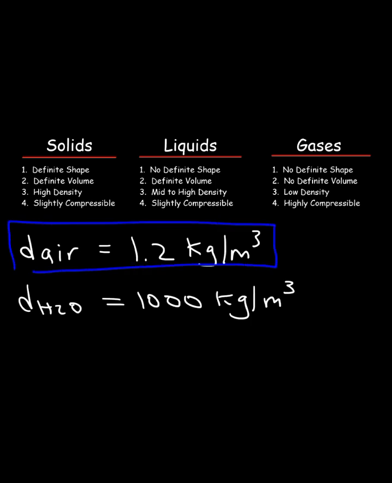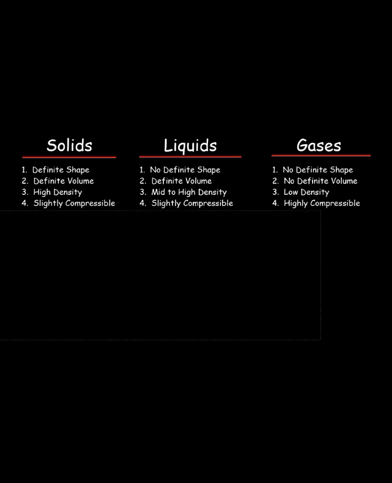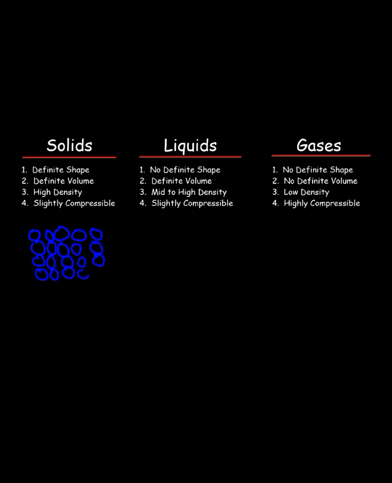Now, because gases have a very low density, they are highly compressible. But because solids and liquids have a fairly higher density, they're only slightly compressible. You can't compress them as much as you could with a gas, because a gas has a lot of empty space in between the atoms. In the case of a solid, the atoms are closely packed to each other, so there's not much space between them, which makes them highly incompressible.